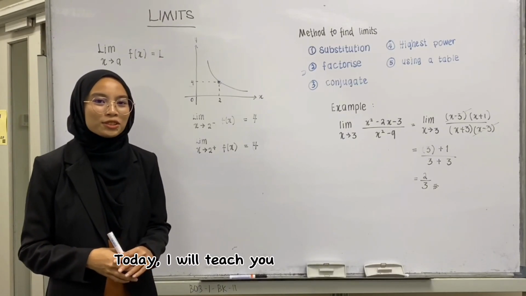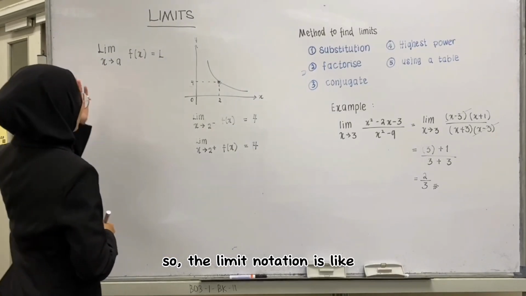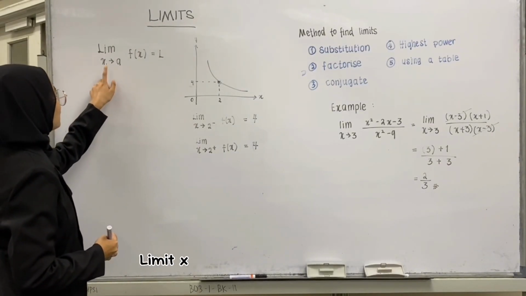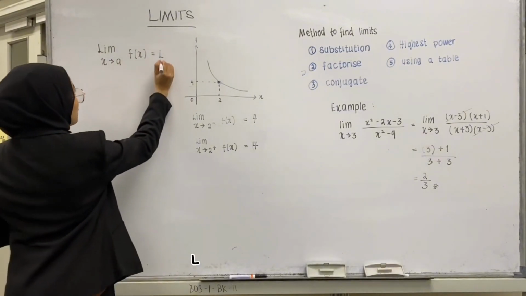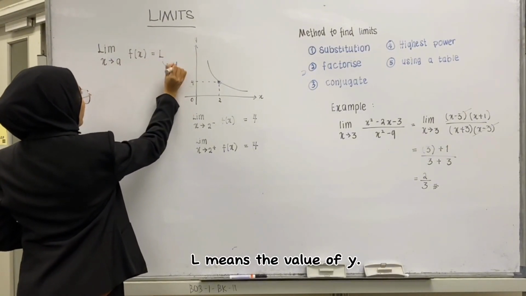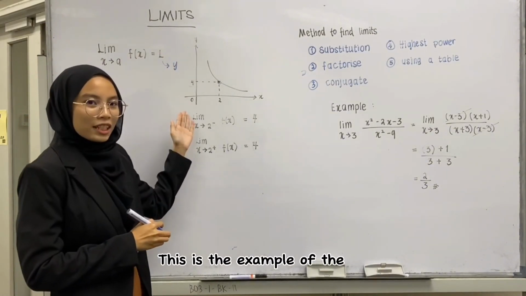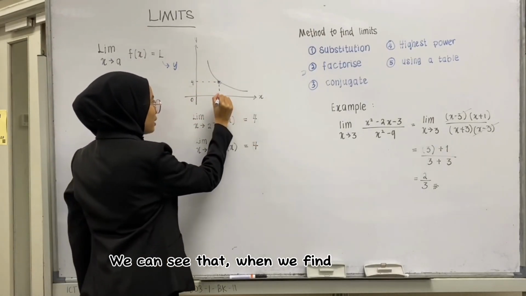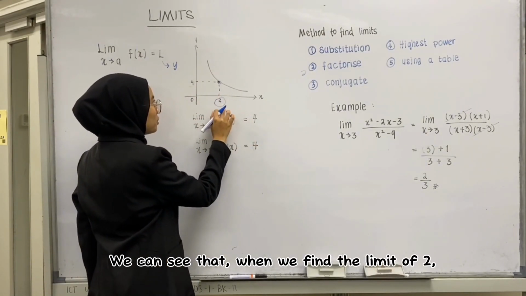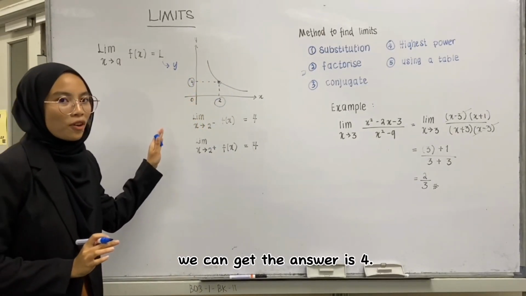Today I will teach you about the idea of limit. So the limit notation is like this: limit as x approaches a of f(x) equals L. L means the value of y. Okay? This is an example of the graph. We can see that when we find the limit at 2, we get the answer 4.